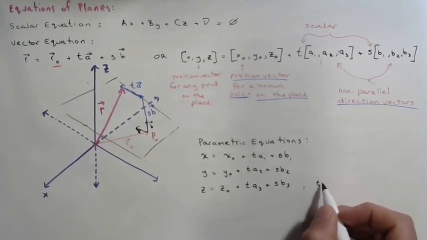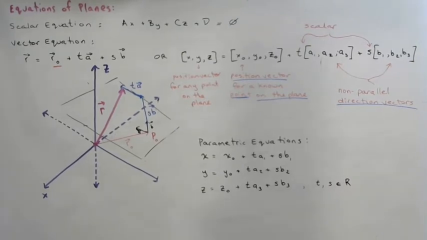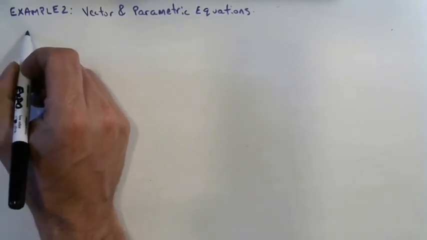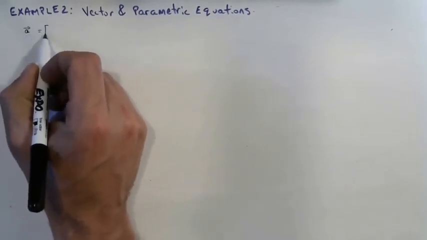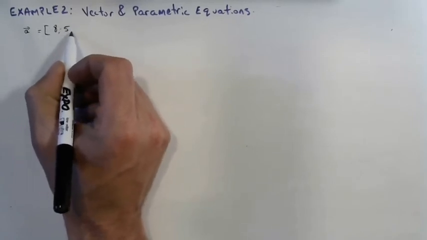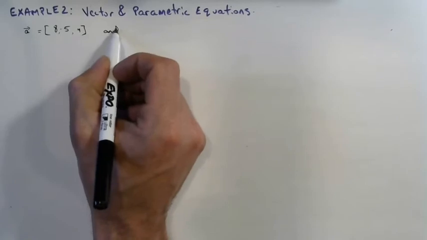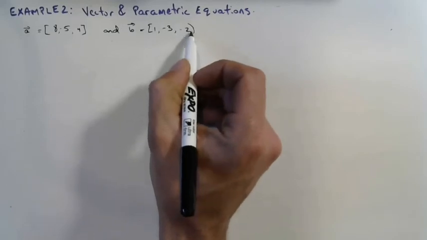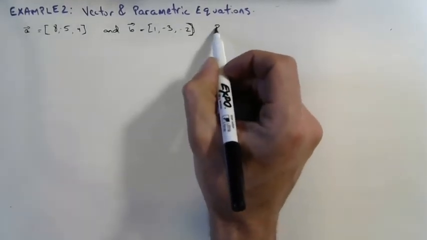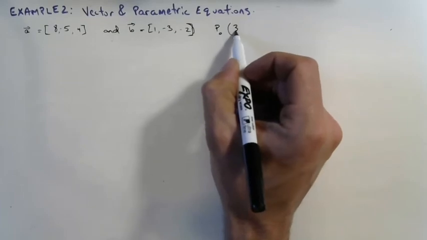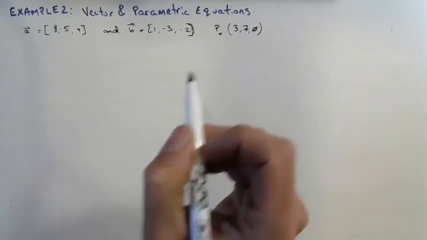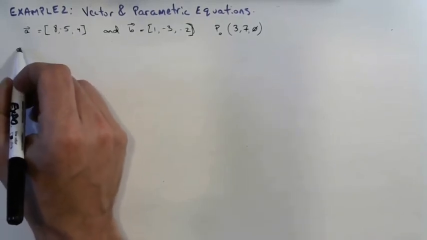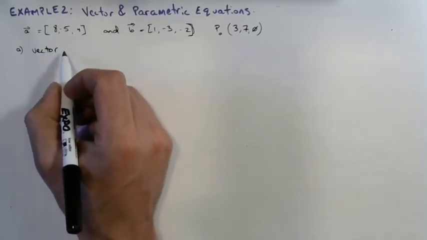And I always forget, t and s belong to a set of real numbers. Let's put this into practice. We are going to consider a plane with direction vectors a, which is given as (8, -5, 4), and b, (1, -3, -2), and the plane goes through point P naught, (3, 7, 0). We are going to write vector and parametric equations for this plane.